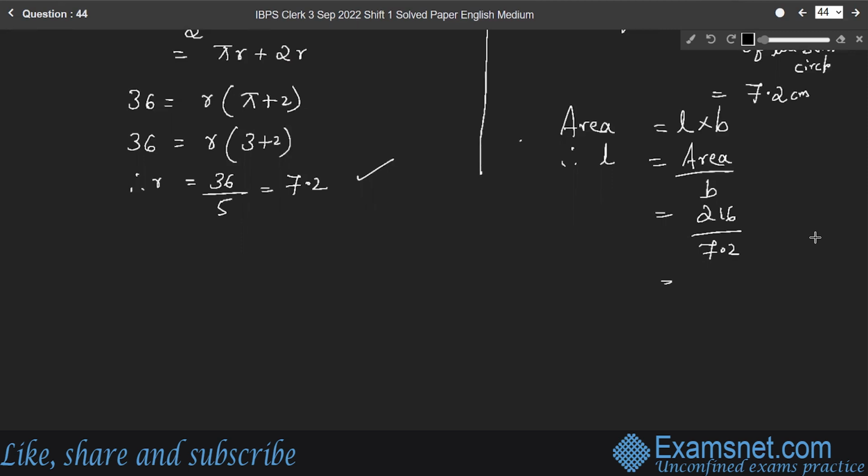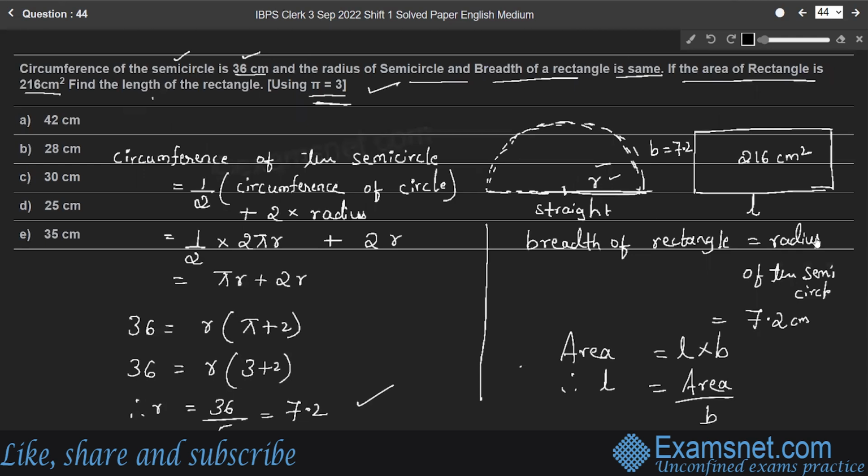Right? So which is 2160 by 72. So which is 72 into 3 is 216. Therefore, it is 30. So length of the rectangle is 30 centimeter. Therefore, answer is option C.